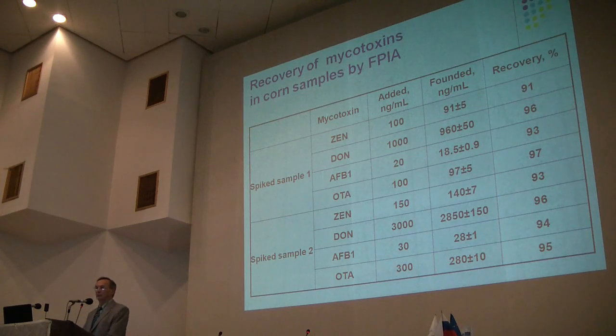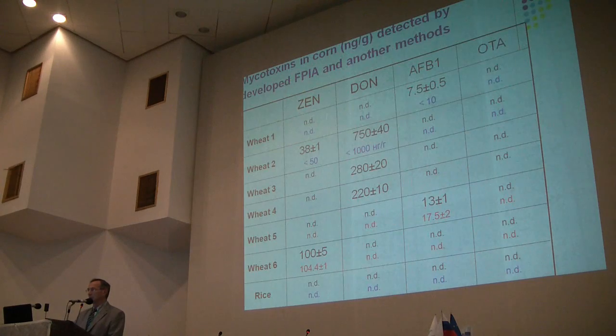Afterward, of course, we made some validation for our method. We prepared several spiked samples and real samples, and recovery for this test was around 90%. It's quite good. We also compared several real samples which were analyzed by ELISA and by liquid chromatography. Generally, it's quite well correlated. If it's not detectable, it's not detectable.